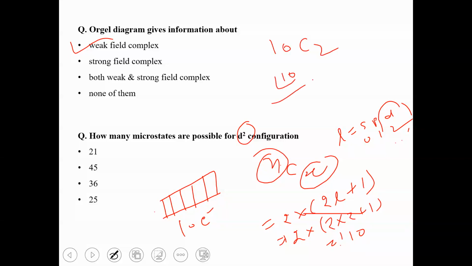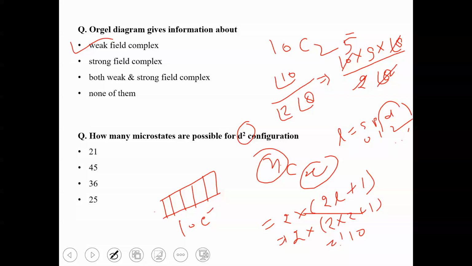So factorial 2, this one, 10, 9, and 8, so it will be 45, right? So you can calculate the microstates in this way if you have been given the electronic configuration, right? Or if you are given the energy term, you can easily apply the formula (2S+1) multiplied by (2L+1).